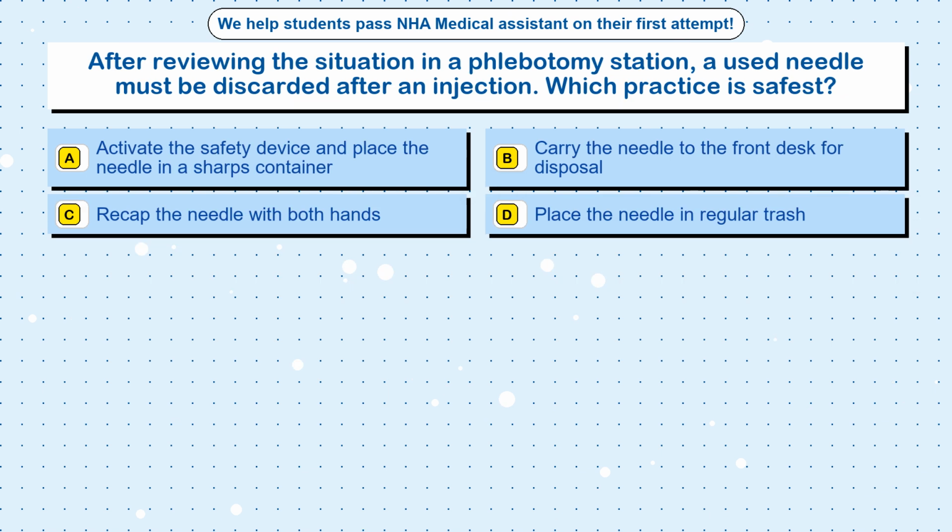Question 92. After reviewing the situation in a phlebotomy station, a used needle must be discarded after an injection. Which practice is safest? Option A, activate the safety device and place the needle in a sharps container. Option B, carry the needle to the front desk for disposal. Option C, recap the needle with both hands. Option D, place the needle in regular trash.